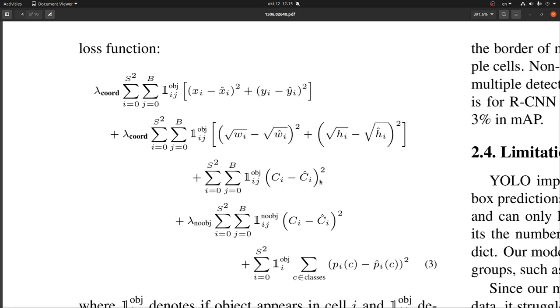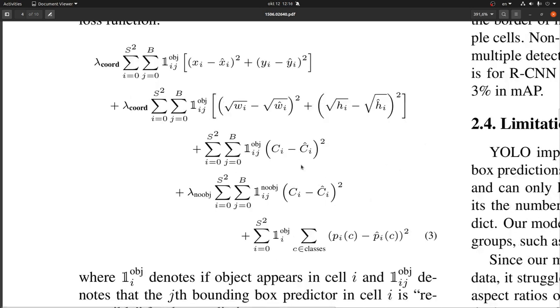Then for the next one right here, C in this case stands for the probability that there's a box. So that's what we looked at previously. That was PC, the probability that there's a box in the cell. And again, here we're only going to take the one that has the highest IOU, and that's the one that's going to be responsible for predicting that there's an object in this cell. So C_i is going to be 1, and we want the predicted probability that there's an object to be close to 1. And so we go through each cell and every bounding box.